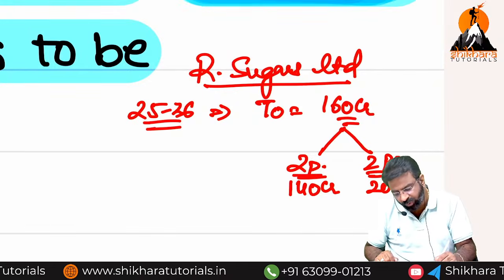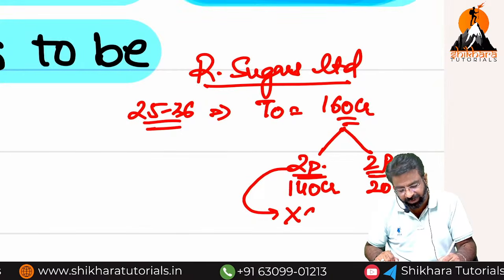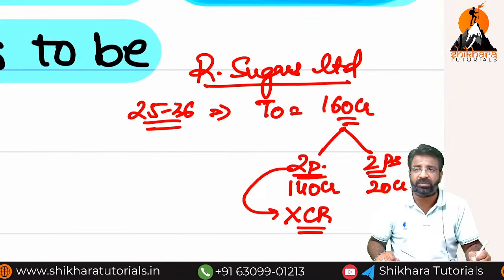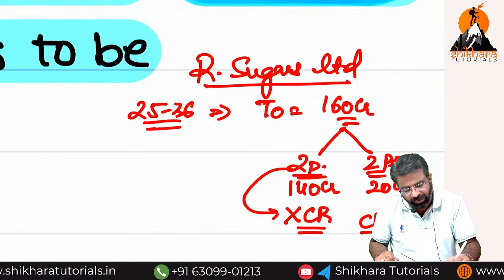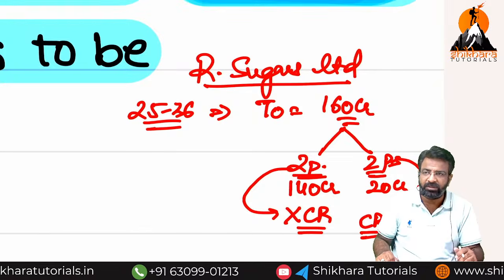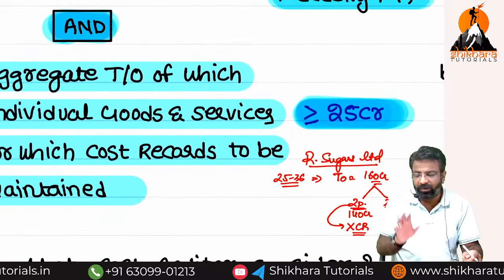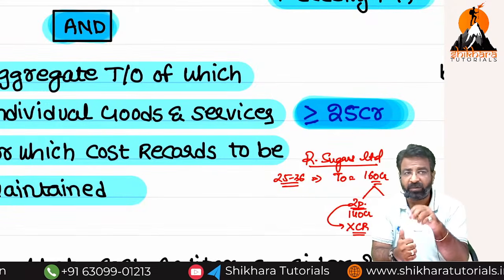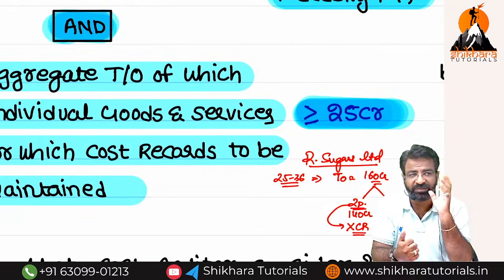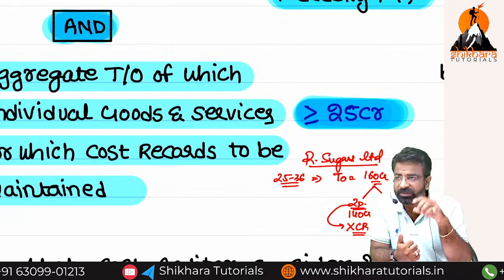For the two products generating 140 crores of turnover, this company need not maintain cost records. But for the other two products, this company needs to maintain cost records. Now please tell me, is cost audit compulsory on Renuka Sugars Limited? Why did I take the example of Renuka Sugars Limited? Because we are talking about the regulated sector. Is sugar one of the regulated sectors? So what is point number one?